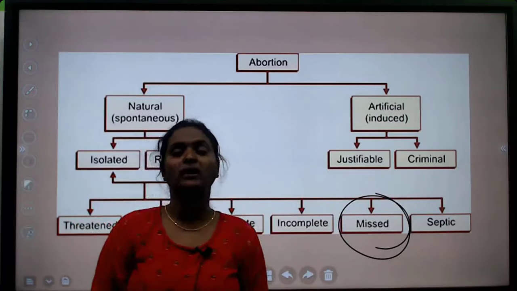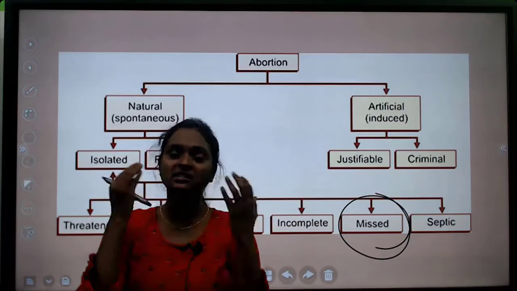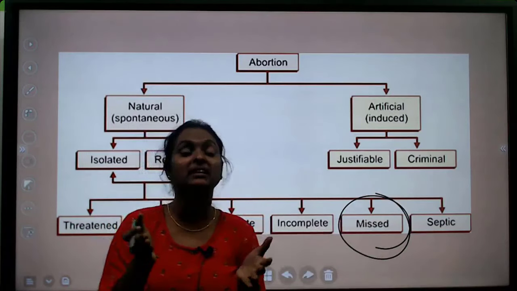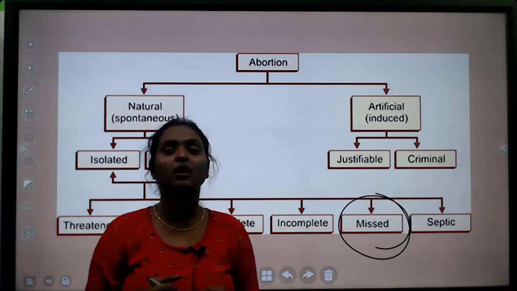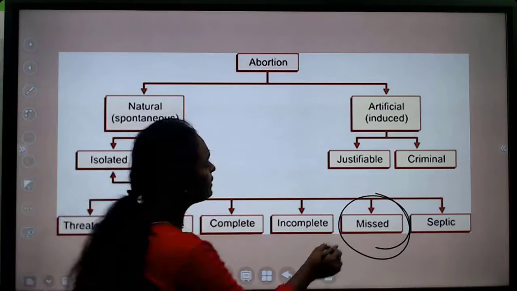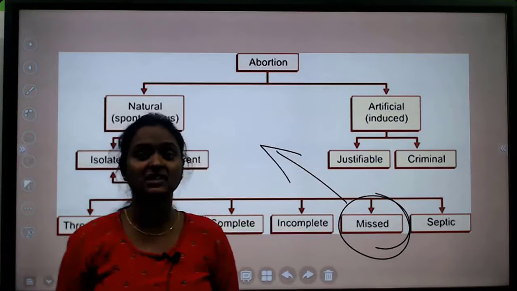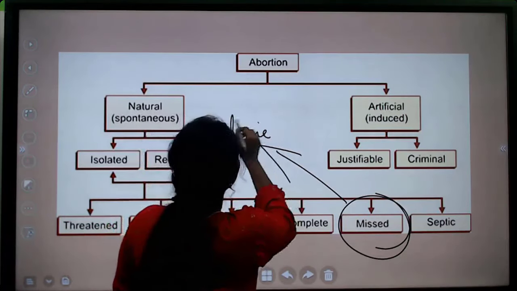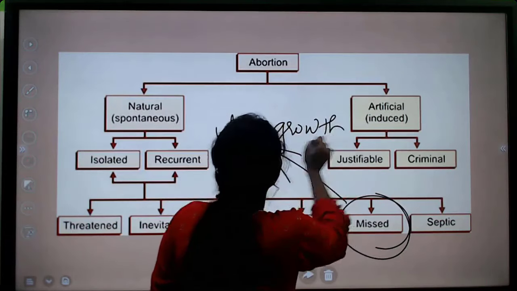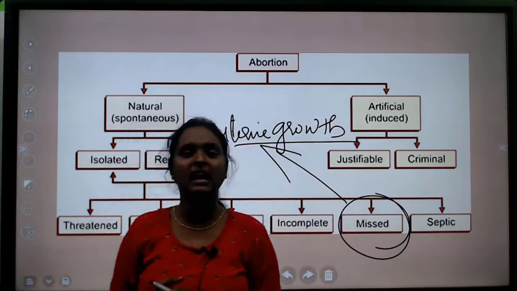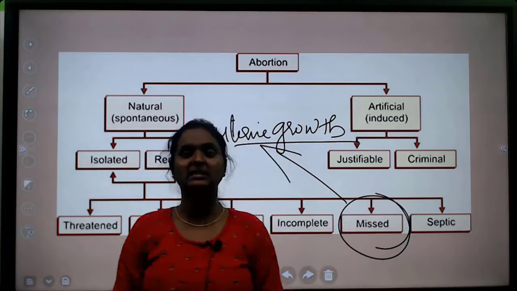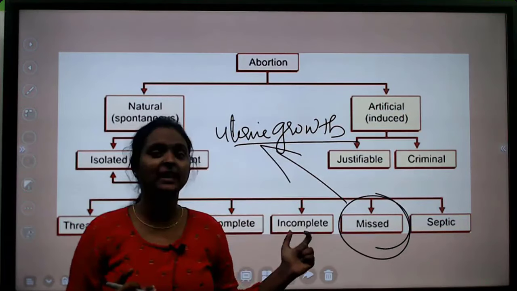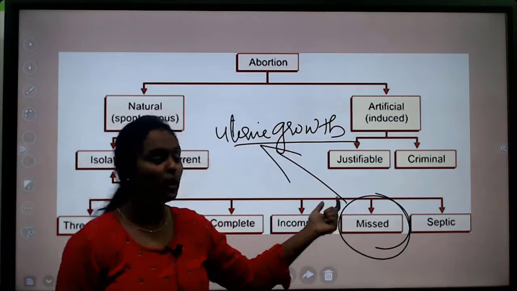The mother doesn't know what is happening to her, because she thinks she is a pregnant lady, but she has actually lost her pregnancy, and she doesn't know it. So we call it a missed abortion. How can we know this? The first indication is that uterine growth will be decreased, yes or no? We will monitor the fundal height, right? If the fundal height or uterine height is decreased, that is the indication for a missed abortion.